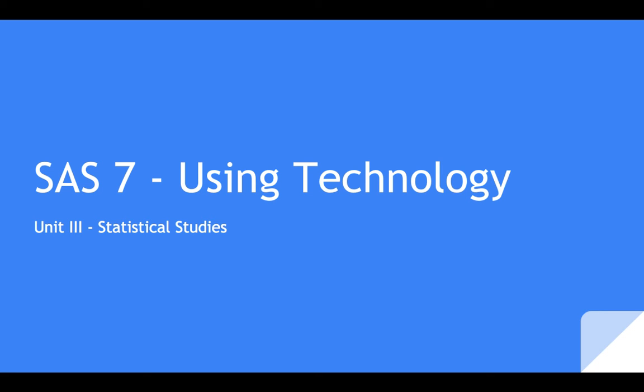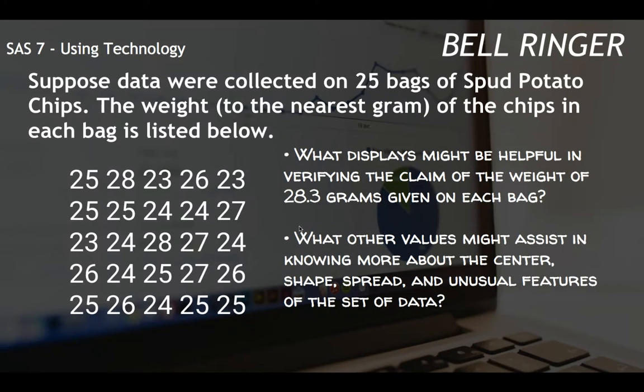This is Lesson 3, Student Activity Sheet 7, Using Technology in the Unit Statistical Studies. All right, now let's go back to where we were the day before. Suppose data were collected on 25 bags of spud potato chips. The weight to the nearest gram of the chips in each bag is listed below. So look at these 25 figures. What displays might be helpful in verifying the claim of the weight of 28.3 grams given on each bag?